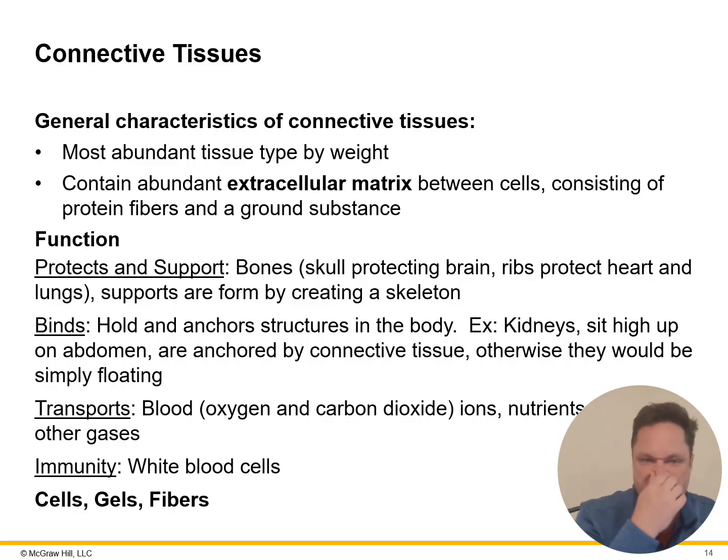Typical connective tissues include loose and dense, cartilage, bones, and blood. Together, these tissues maintain the body's shape, protect vital organs, and serve as the medium through which nutrients, waste, and immune components circulate. Okay, so let's dive in a little further.